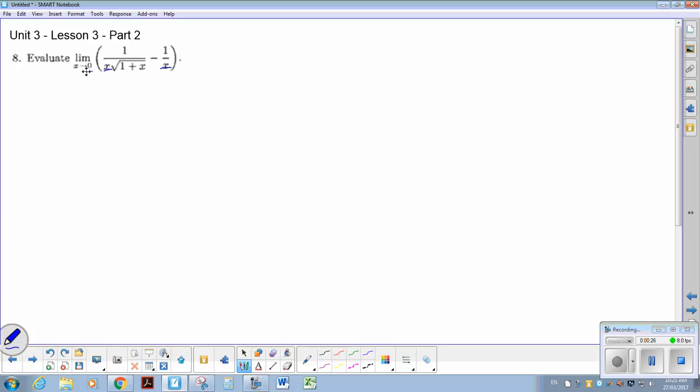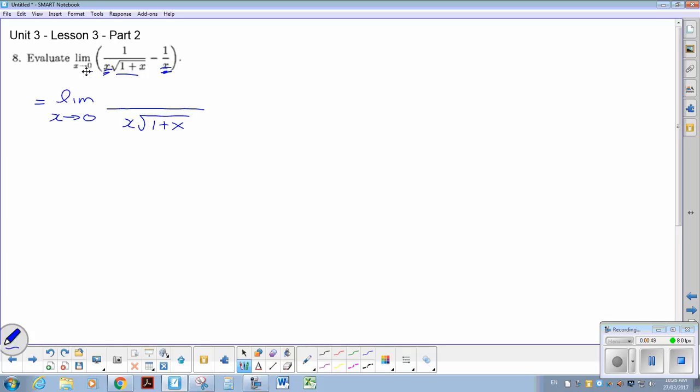First thing I always do is get rid of two fractions and make it into one. So that means I'm going to need a common denominator here. Both terms already have an x, so I don't have to include that, but both terms are going to need a square root of 1 plus x. So my common denominator is going to look like that.